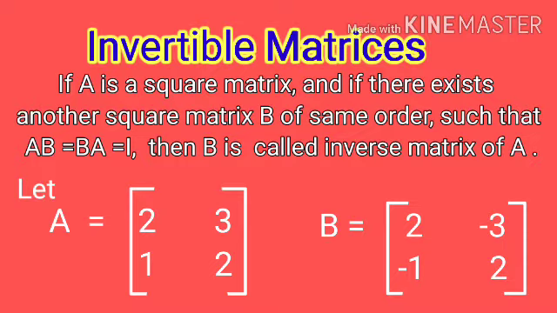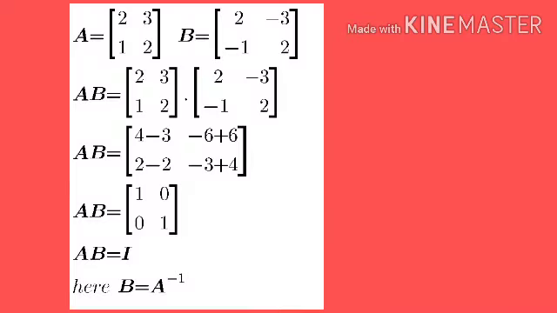Now we find the product of A into B. So A into B is equal to the first matrix 2 3; 1 2 into the second matrix 2 minus 3; minus 1 2. Now A into B: first row first column, 2 into 2 is 4, plus 3 into minus 1, that is minus 3. Now second row first column, 1 into 2 is 2, plus 2 into minus 1, that is minus 2.